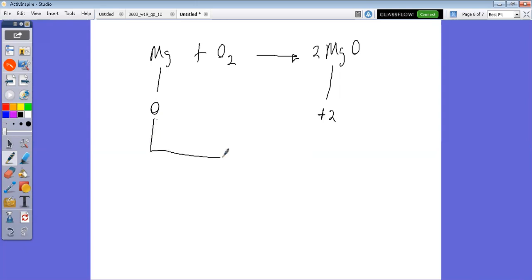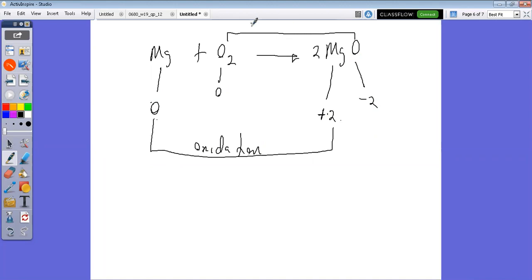Now, what has happened there? That's oxidation, an increase in oxidation state from 0 to plus 2. The oxidation state of oxygen is 0, but now it's an ion, so it's minus 2. So what happened to this oxygen? It was reduced.